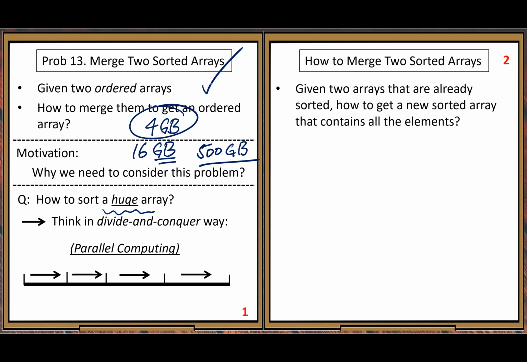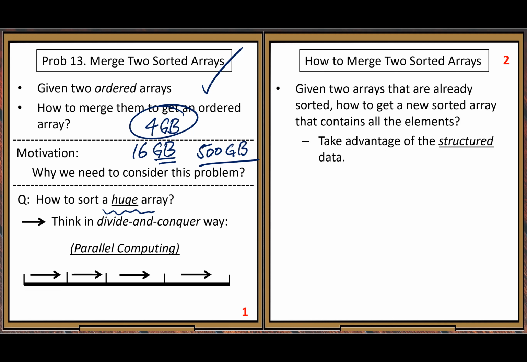All right. Given two arrays that are already sorted, how to get a new sorted array that contains all the elements? So let's work on this new problem. But when we work on it, we do not want to start from scratch. We want to use our old experience a little bit. We want to borrow our old experience. In that way, we can get a better understanding.